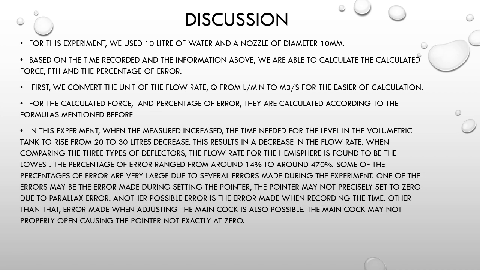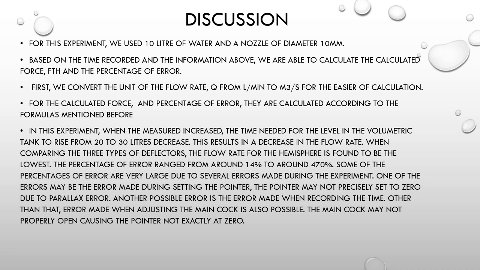In this experiment, when the measured force increased, the time needed for the level in the volumetric tank to rise from 20 to 30 liters decreased. This results in a decrease in the flow rate. When comparing the three types of deflectors, the flow rate for the hemisphere is found to be the lowest. The percentage of error ranged from around 14% to around 470%. Some of the percentages of error are very large due to several errors made during the experiment.